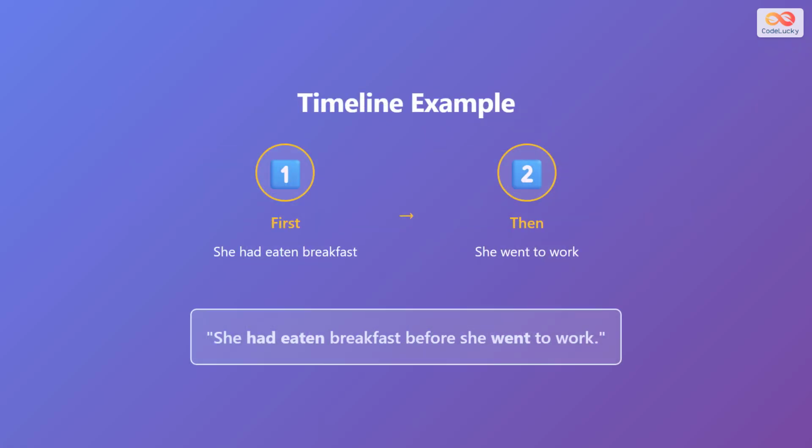Let me show you how the past perfect works with a timeline. First, something happens. Second, something else happens. The first action uses the past perfect tense. So we say, she had eaten breakfast, and then she went to work. The had eaten part shows the first action, and went to work is the second action. This makes it clear what happened first.